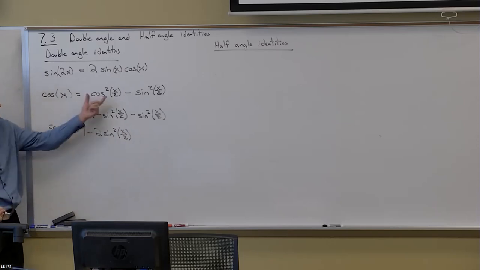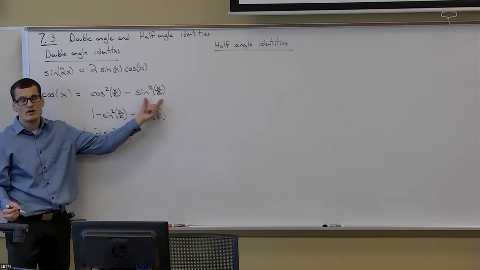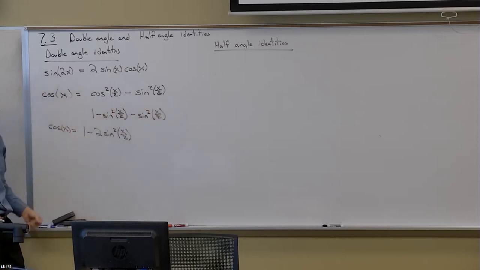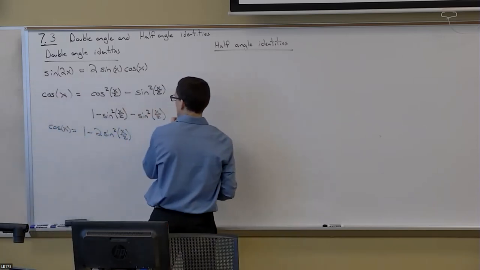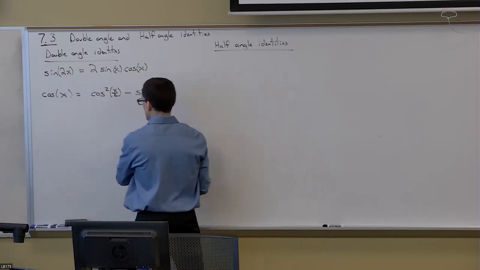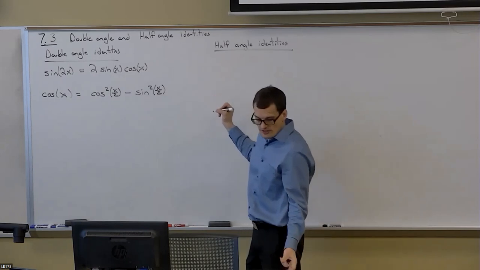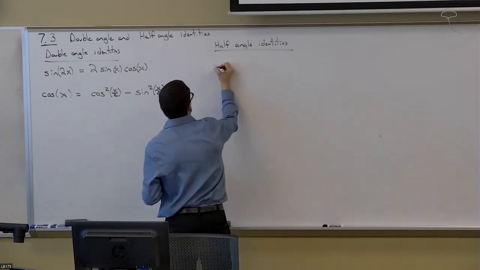And in the same way, you can do the same thing with cosine. You can replace the sine squared with 1 minus cosine squared. And then you can solve for cosine of the half angle. That makes sense? So that's what you do. That's not the gist of it. Once you do this, you end up with, I should have left that on the board.